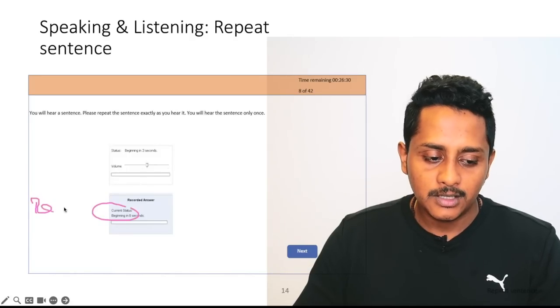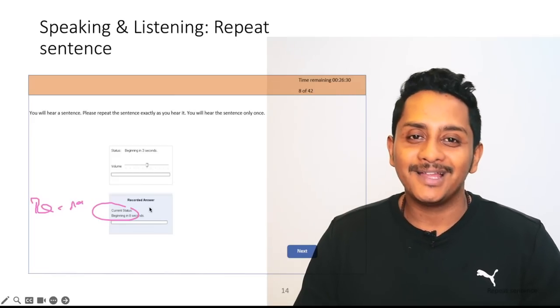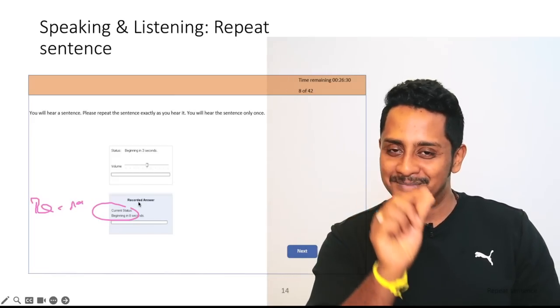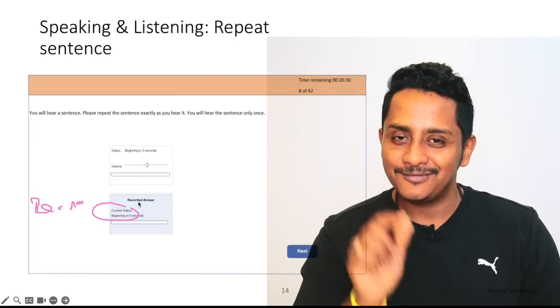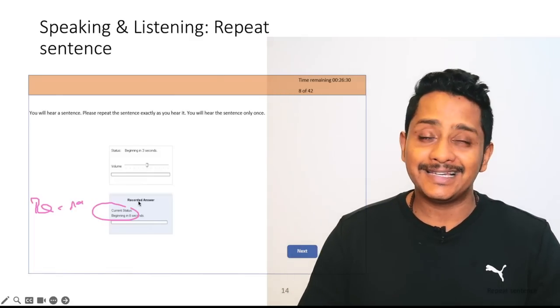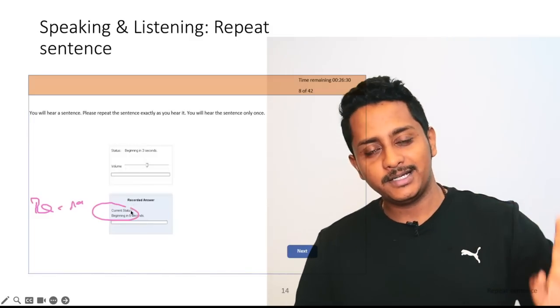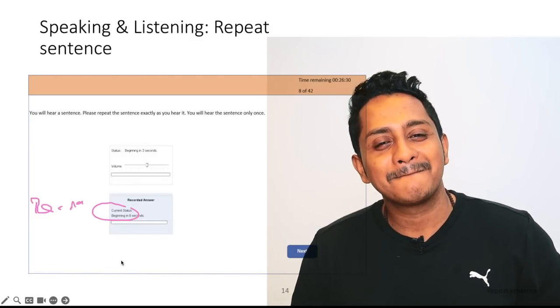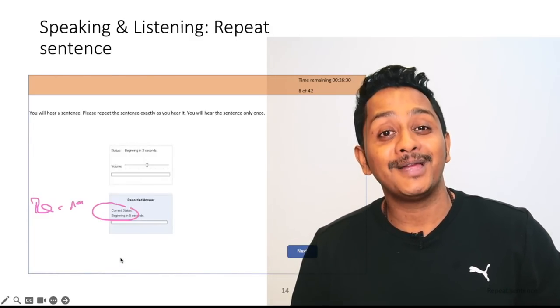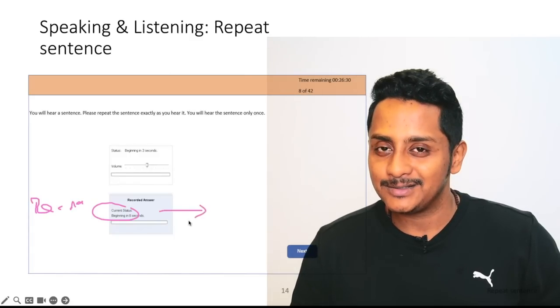Here you have to see recording, then only you should start speaking. This recording word will not be displayed immediately after the audio ends. Once the audio ends, at least 1 second, or close to 2 seconds delay will be there. If you start speaking immediately, nothing will be recorded. Hope you're getting it. So you have to wait, and unfortunately, there is no beep sound in repeat sentence. So you would not even know.